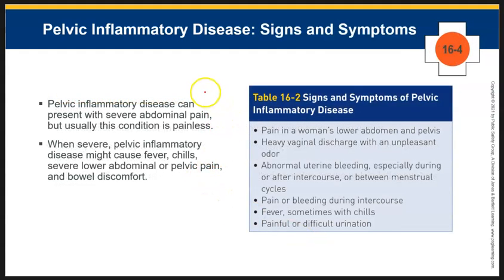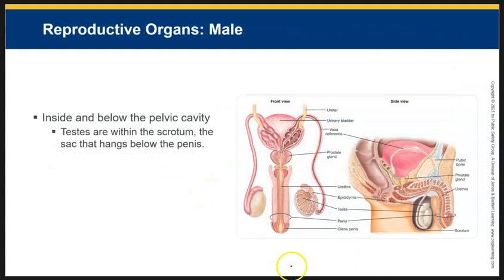Now, the presentation of this for the patient can still be severe abdominal pain. Oftentimes, the condition will be painless, but if it is severe, we'll see some of these things such as the patient being febrile. They'll have a fever because of the infection, and they'll also have the lower abdominal or pelvic pain associated with that. For the male, the reproductive organs are typically outside the pelvic cavity. Some are inside, but principally they're outside.